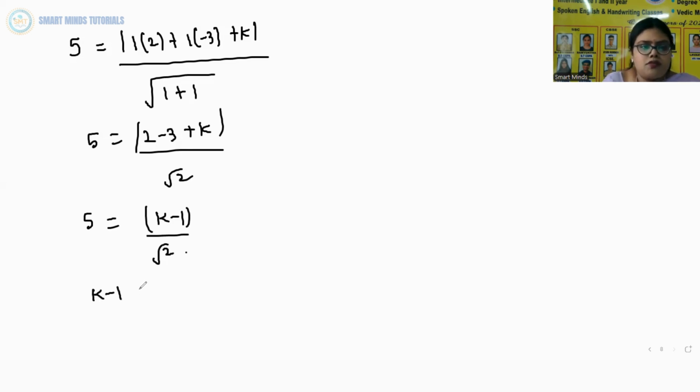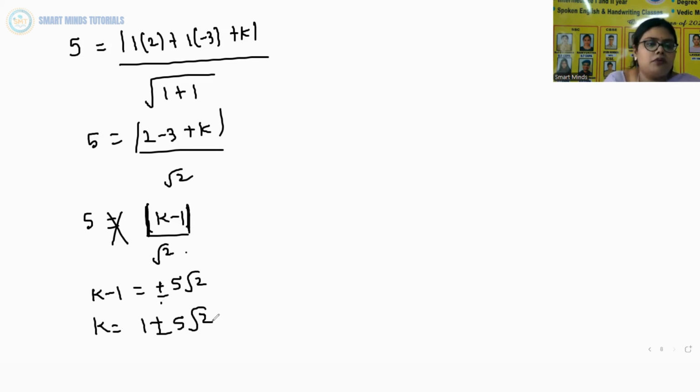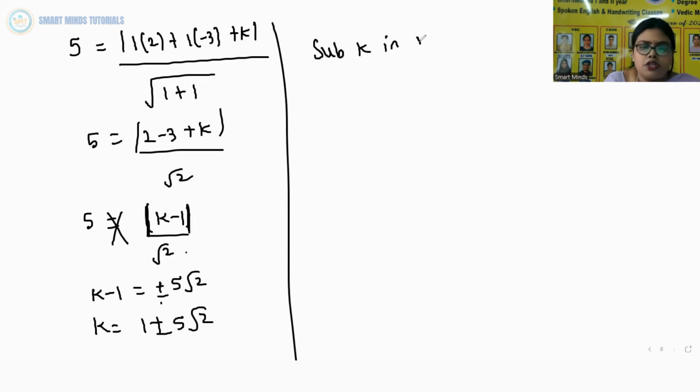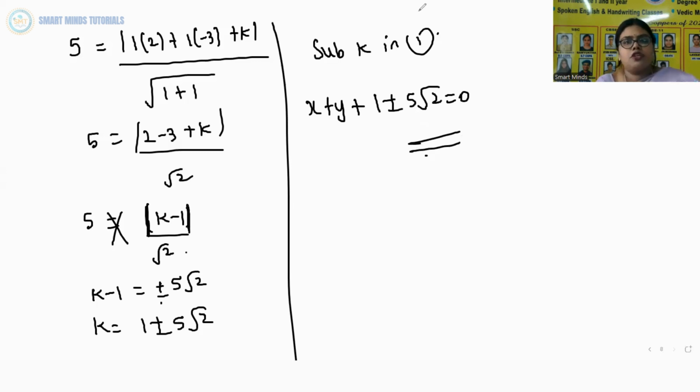So k minus 1 is equal to plus or minus 5 root 2. I am cross multiplying and I am removing the modulus. When we remove the modulus, we get plus or minus on the other side. So k is equal to 1 plus or minus 5 root 2. Now after getting the k value, substituting k in equation number 1, you will get x plus y plus 1 plus or minus 5 root 2 is equal to 0. This is the equation of the tangent.